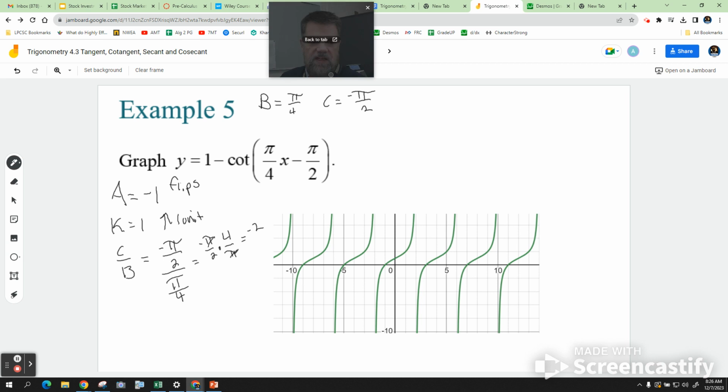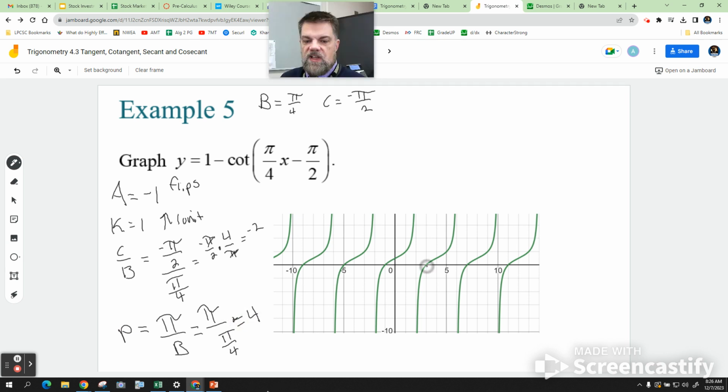And then the period, remember that the period is just pi over b. And so you would have pi over pi over 4, and if you do the math on that, it's just 4. And that's what we figured out in the graph, right? This was like 3, 0. This was like 7, 0. That's a period of 4.